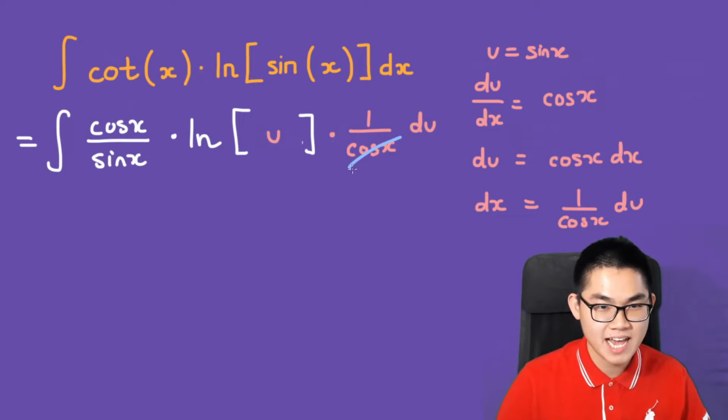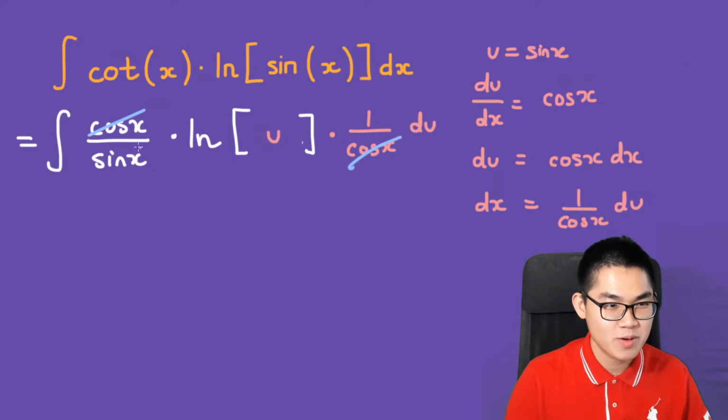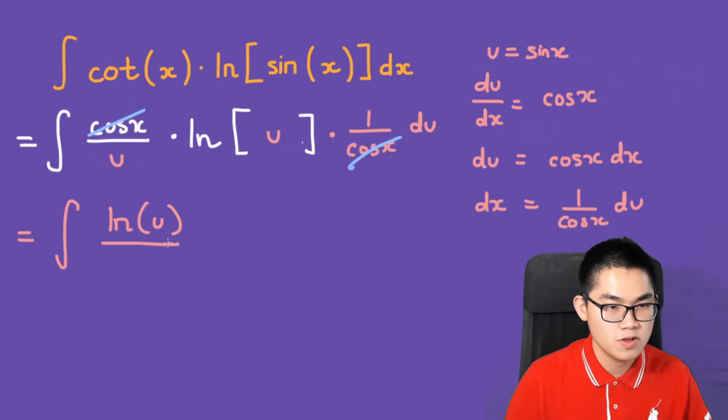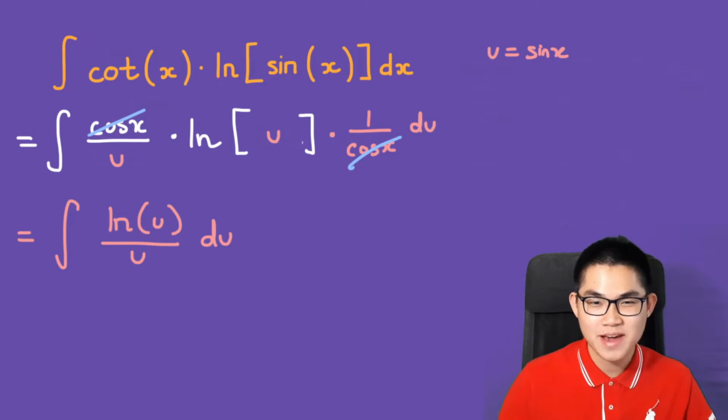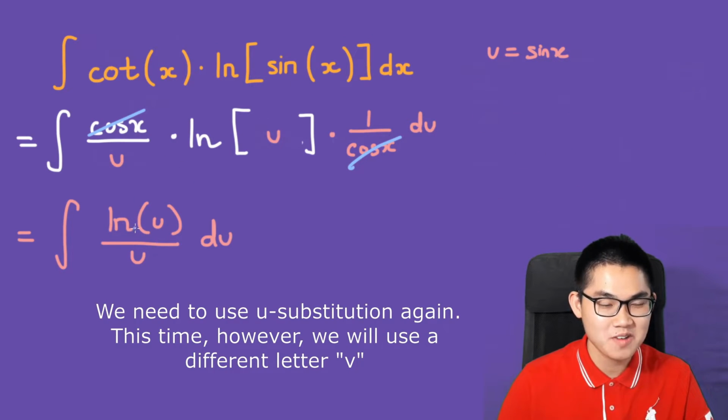So this cosine will cancel out with this cosine, and we also want to turn the sine of x into a u as well. We will end up with the integral of the ln of u over u times du. You might recognize this integral from our previous examples. So in order to solve this, you have to use u-substitution again.